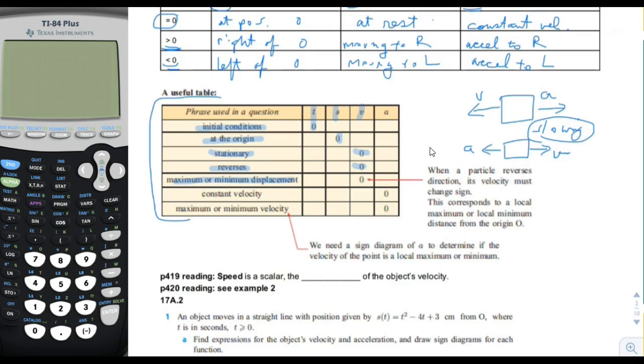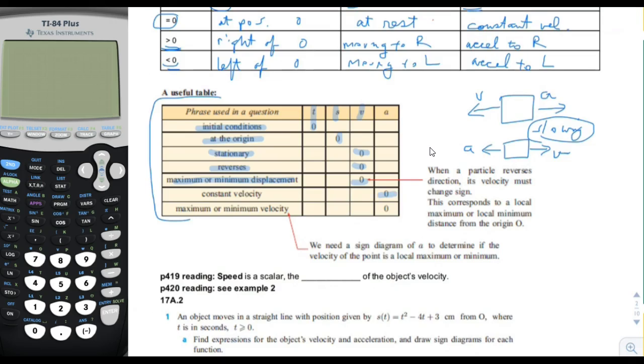Maximum or minimum displacement. That would be when it gets to a very large value of s, but then it starts to decrease. So the velocity, again, would be momentarily 0. Or it's at the smallest possible value of s, but then it starts increasing, and the same thing is going to happen. The velocity is going to be momentarily 0.